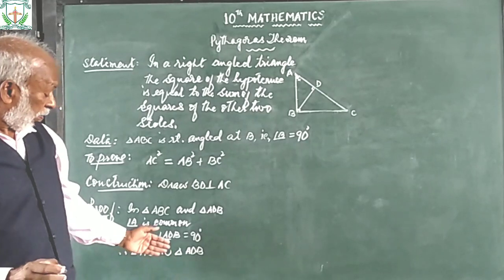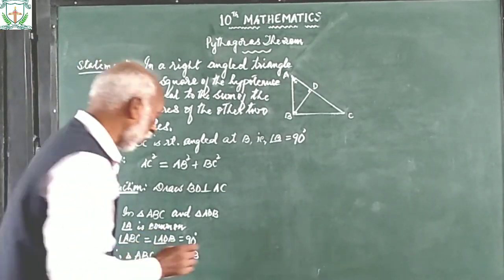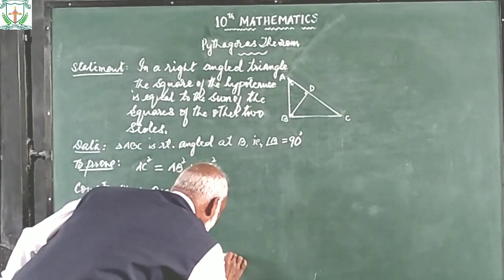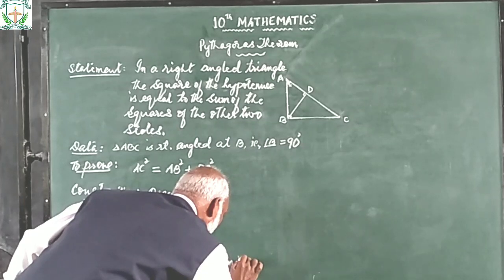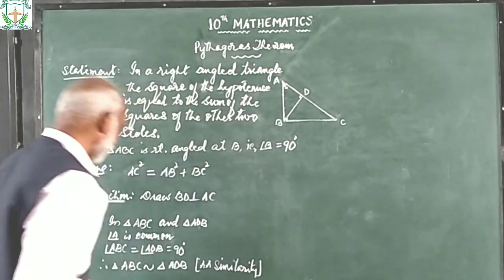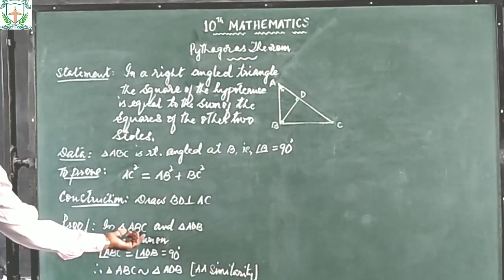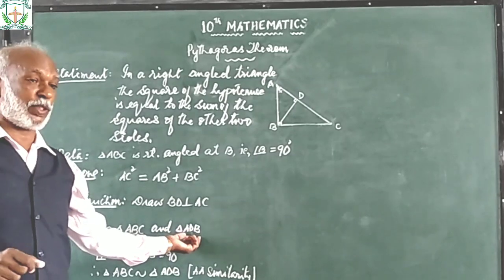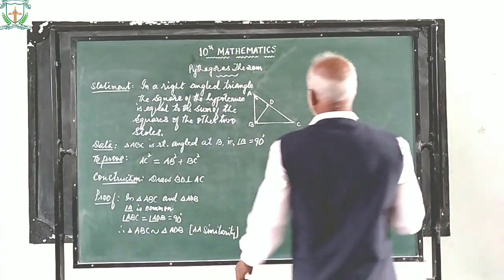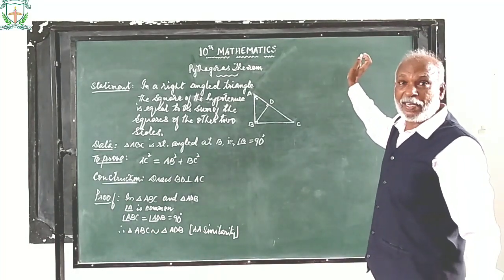Which is the criteria applied here? You might be knowing that. This is called AA similarity. Just write similarity. That's all. So making use of AA similarity, we have proved that triangle ABC is similar to triangle ADB.